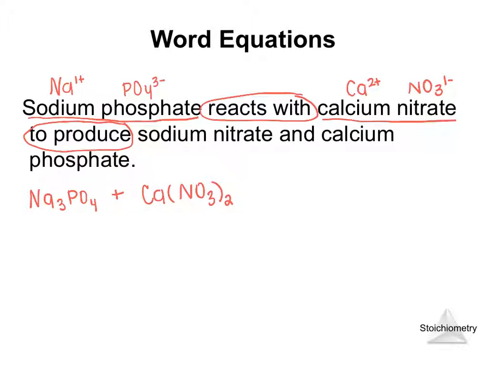To produce, so this is what I'm making. I'm going to my products. This is going to be my yield sign, my arrow. I might see "to form," "to make," "to produce." Those are all going to tell me, okay, now I'm ready to go to my products, what I'm ended with.